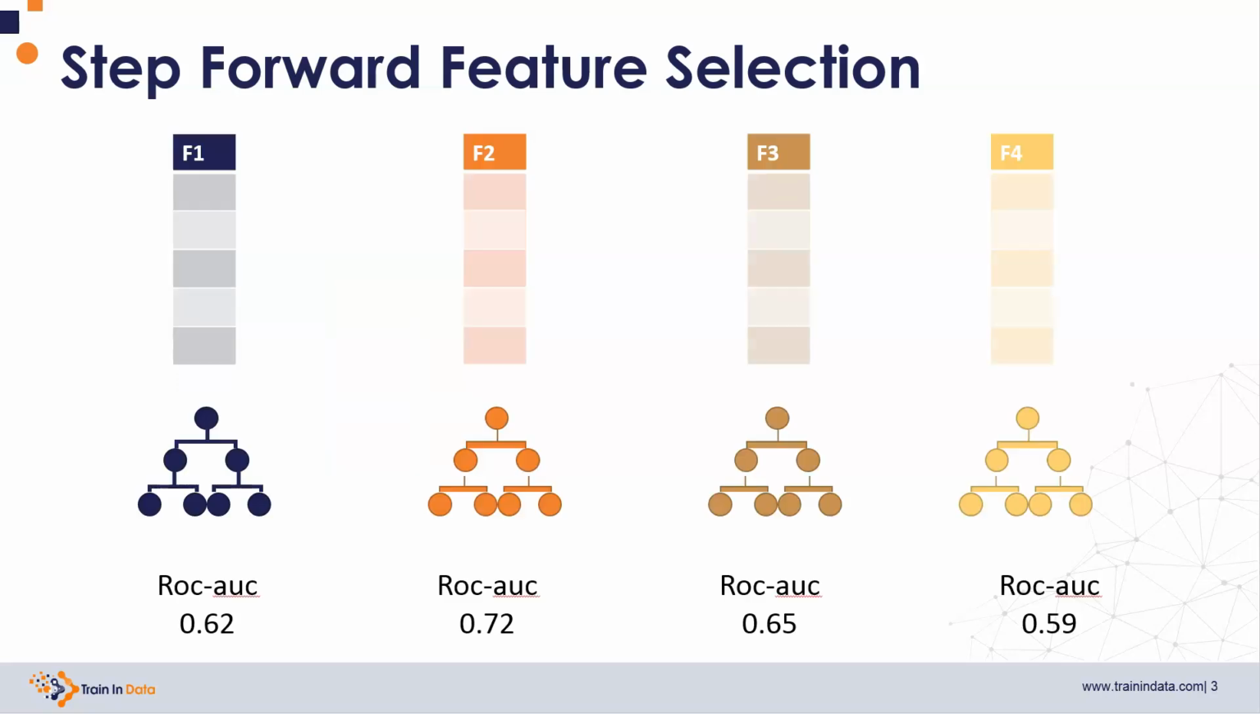The step-forward feature selection algorithm will start by building all possible models containing only one feature. So in this case, it will build a model for feature blue, one for feature orange, one for the brown feature, and one for the yellow feature. And then it will determine the performance of this model built on a single feature, and it will select the feature that produces the best performing model.